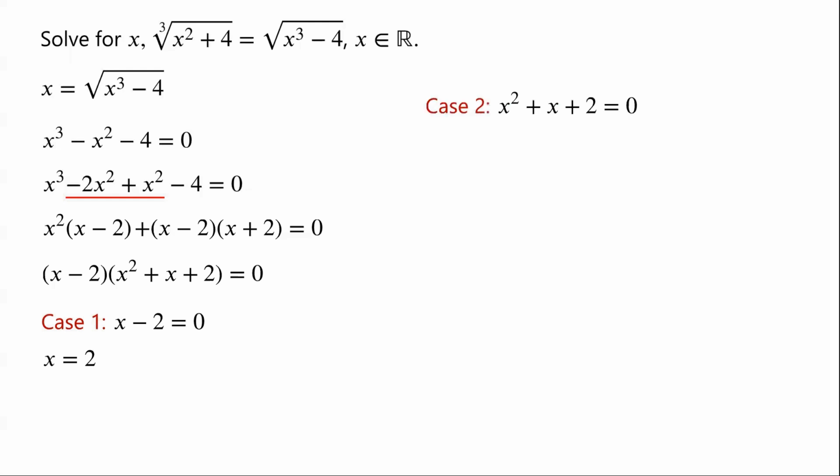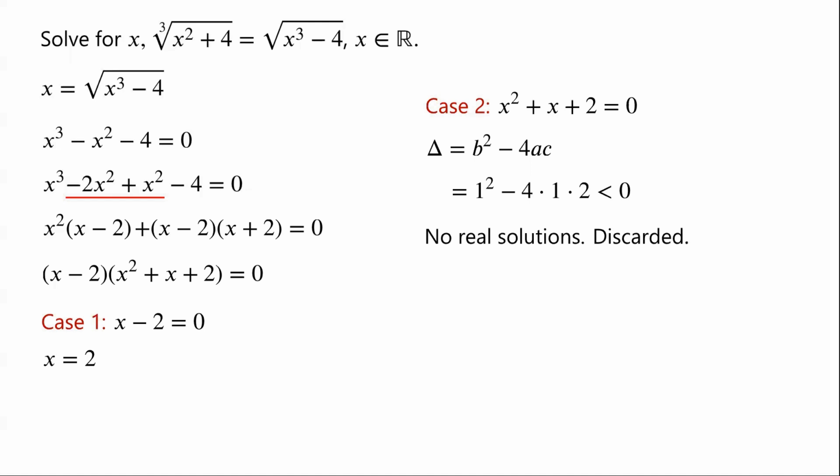Case 2, x squared plus x plus 2 equals 0. The discriminant of the quadratic equation equals b squared minus 4ac, where a equals 1, b equals 1, and c equals 2. So it equals 1 squared minus 4 times 1 times 2, which is less than 0. This implies that the quadratic equation has no real solutions. Thus, case 2 is discarded. So x equals 2 is the only real solution.